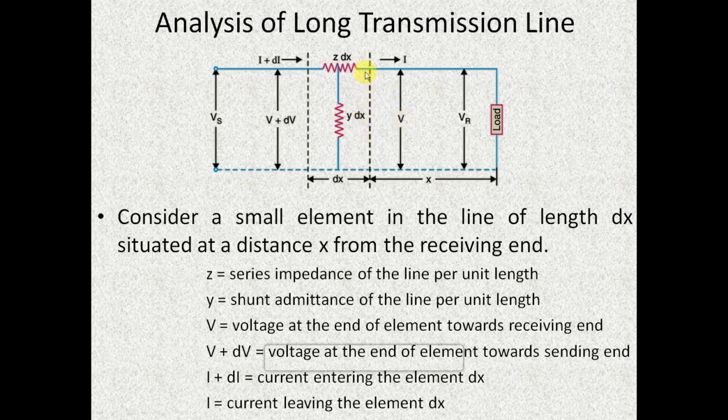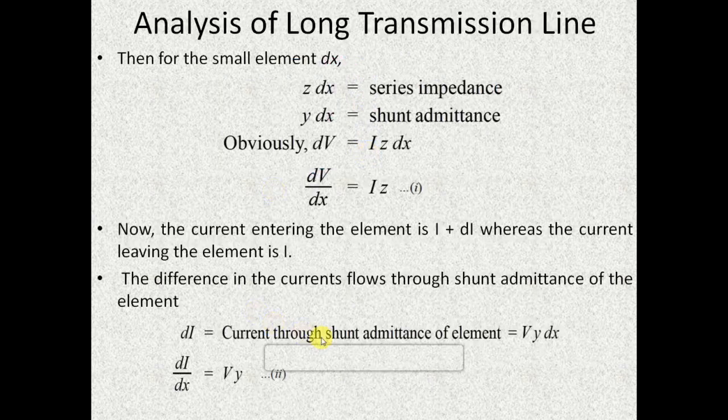and the current which will be flowing through this shunt element branch will be dI. Therefore we can write the relation for dI as dI is equal to V y dx, from which we will be able to deduce the relation dI by dx is equal to V into y. This can be indicated as equation number 1 and this is represented as equation number 2.